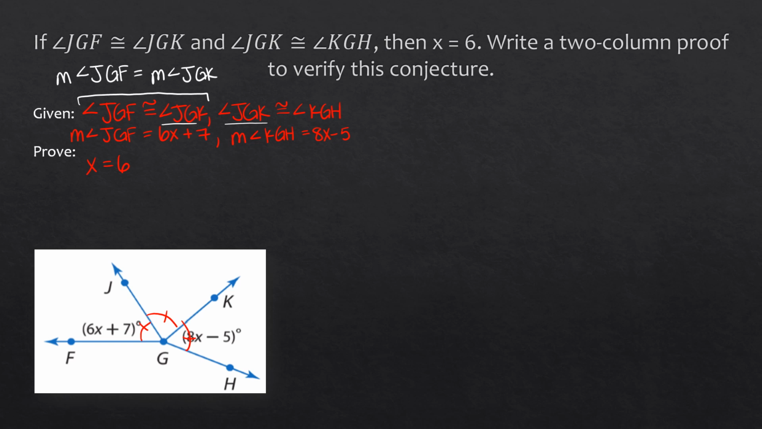Now, how do I know that? How do I know the measures are equal just because they're congruent angles? Well, that is going to be the definition of congruence. That is, in fact, another fact we can use in our proof. So we're going to try to put that together. Eventually, this is going to turn into a purely algebraic proof. But for now, we're going to do a little bit of definition of congruence stuff.